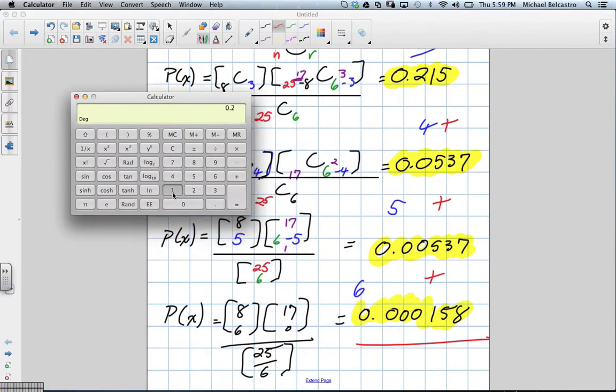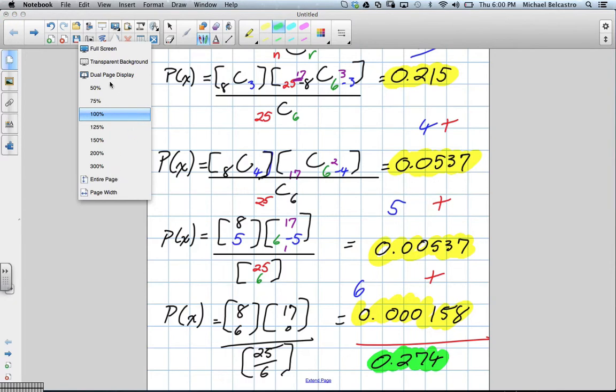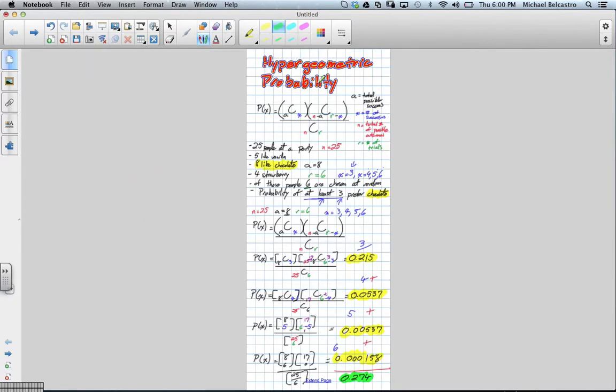So 0.215 plus 0.0537 plus 0.00537, and finally plus 0.1231. 0.274. And is that what they got at the end there? Yeah. Yeah. So finally figured it out here. Probability of that happening is about 27.4% chance.